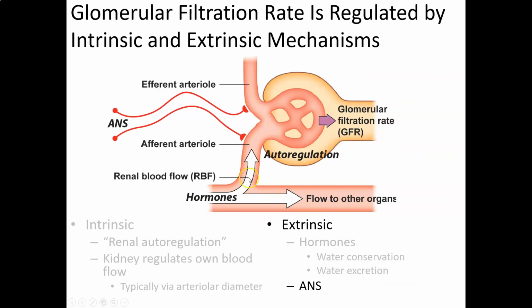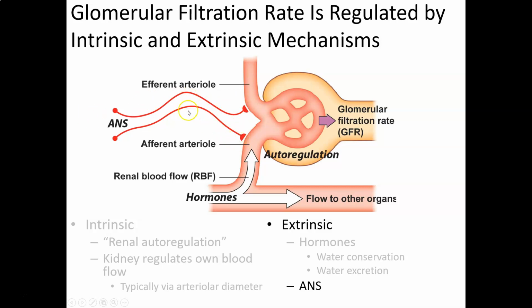So those are the intrinsic mechanisms. The extrinsic mechanisms, we'll do the easy one first. And the easy one is the ANS, the autonomic nervous system. And the reason why the ANS is easy is a couple. So one, and again, this is just our convention, notice we have two red lines going to the efferent and afferent arteriole, one to each.